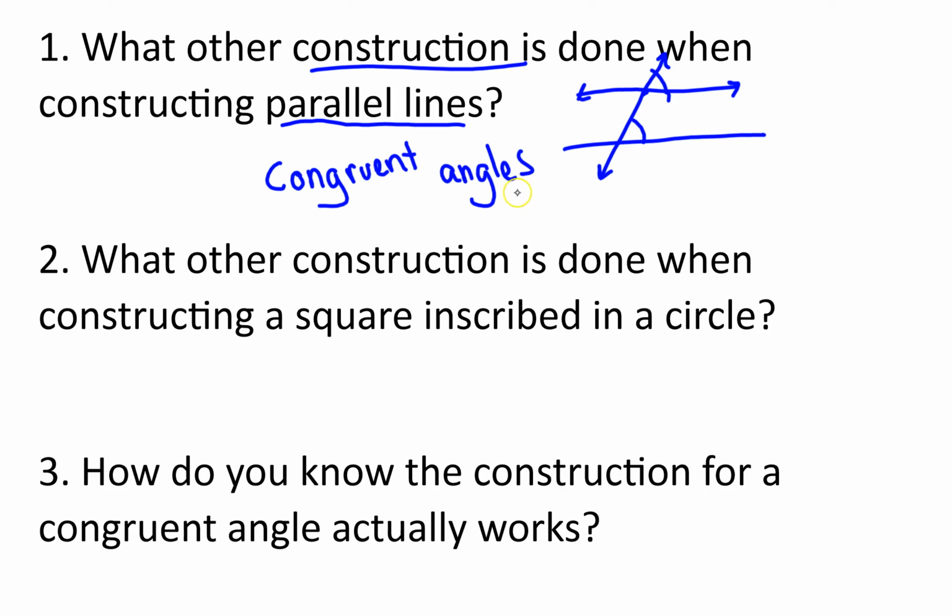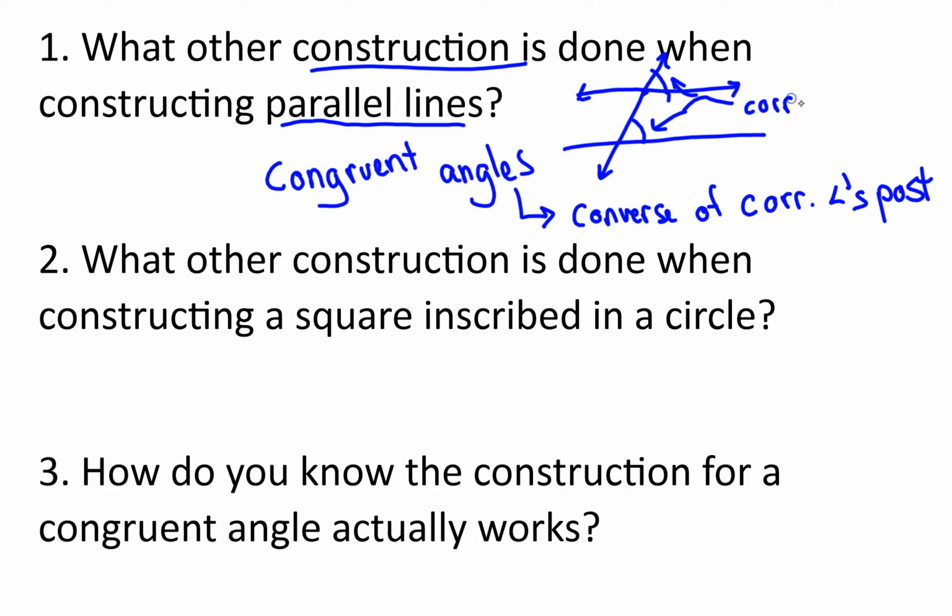Now keep in mind, when we're doing congruent angles, that makes these lines parallel by that converse of the corresponding angles postulate. Alright, so that's the first one. Remember, it's the converse of corresponding because this angle here and this angle here correspond to each other. And if they're congruent and corresponding, that means these two lines must be parallel. Alright, question 1 done. Take a look at question 2.